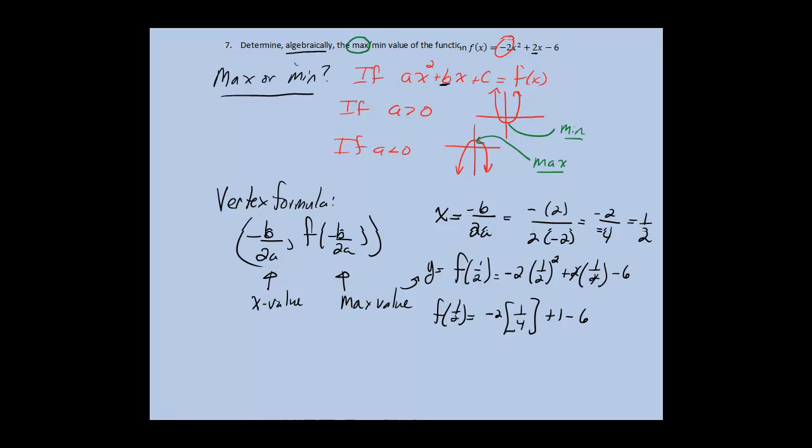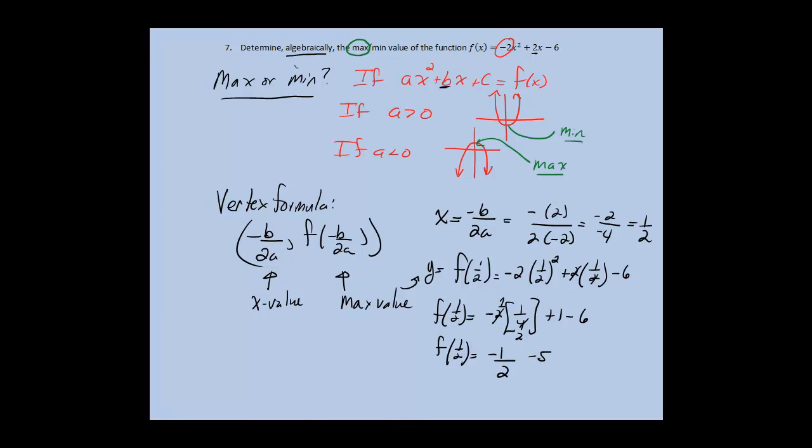-2 times 1/4 gives you -2 over 4, which simplifies to -1/2. So f of 1/2 gives you -1/2 plus 1 minus 6, which gives you -5. So here we're going to subtract fractions. I hope we recognize that -5 is really -10 all over 2. So -1/2 minus 10 halves gives you a value of -11 over 2. All I did was transform this to have a common denominator so we could subtract them.